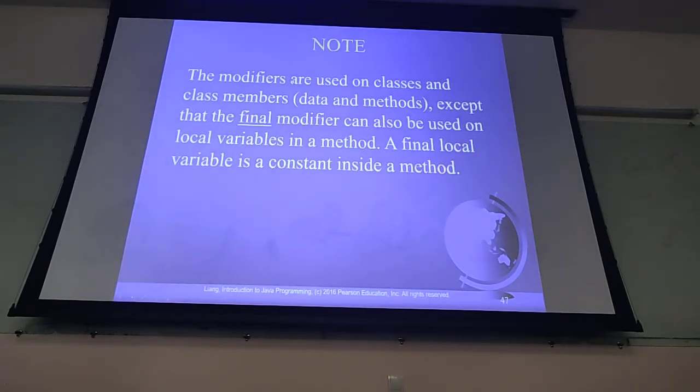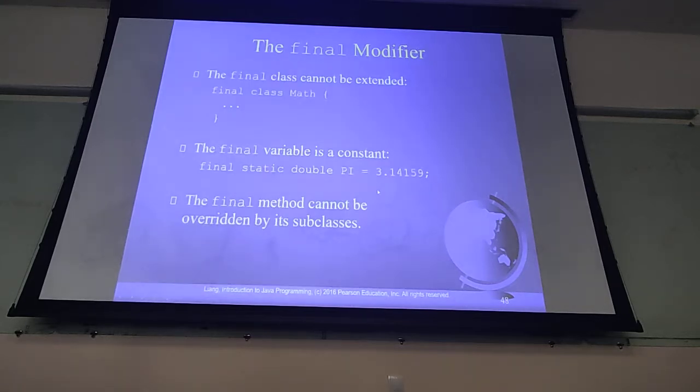So you know the keyword final. What is the use of final? Okay, let's see another use. We have final as a modifier. The modifier is used on classes and class methods, except that the final modifier can be used on a local variable in the method. The final local variable is constant inside the method.